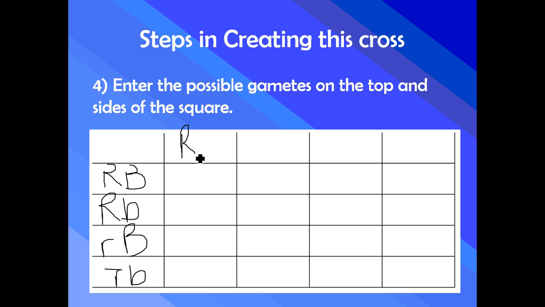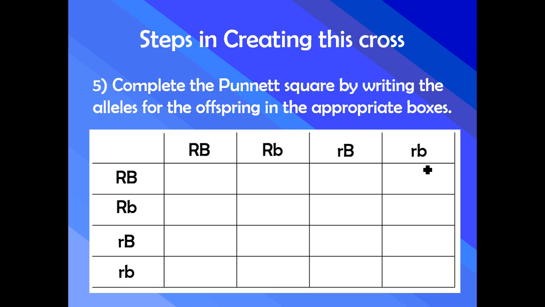Then the next one is big R, big B. This is the other parent. Big R, little b, little r, big B, little r, little b. So those are all the possible gametes that each parent can produce that go along the sides and the top. Then we just fill in the squares just like you would for a smaller Punnett square.